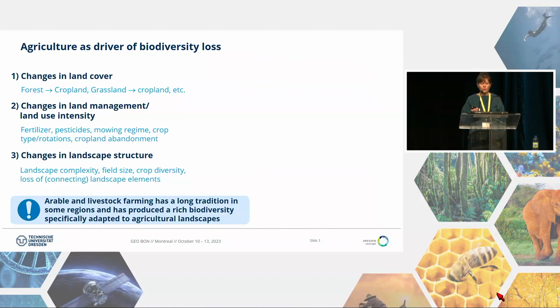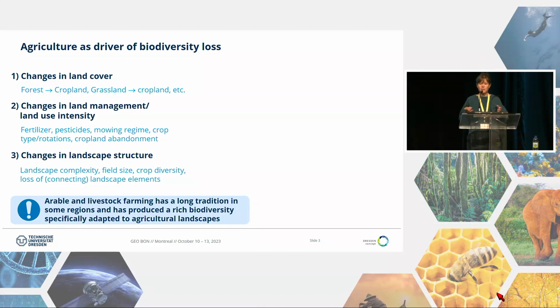So when we talk about agriculture as a driver of biodiversity loss, there are a lot of dimensions to take into account. We have changes in land cover from forest to cropland, but also, if we stay in the farmland domain, changes from grassland to cropland. That's what happens a lot, and what we can see with Earth observation. But also we have changes in land management, in particular in land use intensity. Agroecosystems are very complex systems, and management intensity plays a major role here. So we have to talk about fertilizer, pesticides, things like mowing regimes, which are being detected using Earth observation, crop rotations, etc.